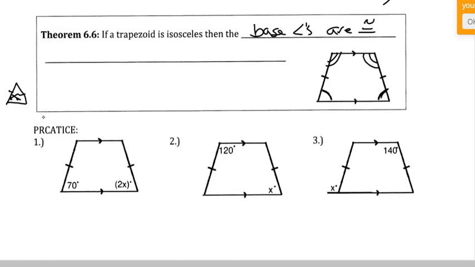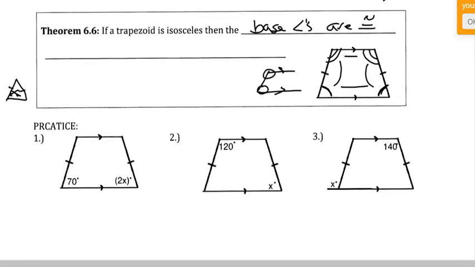And not only that, but don't forget, the two bases are parallel. So we can also use the fact that these are same side interior angles and they're supplementary. So these ones are going to be congruent, and then these ones are going to be supplementary, and those are going to be supplementary. So we're going to use all those things when we're trying to figure out missing angles.